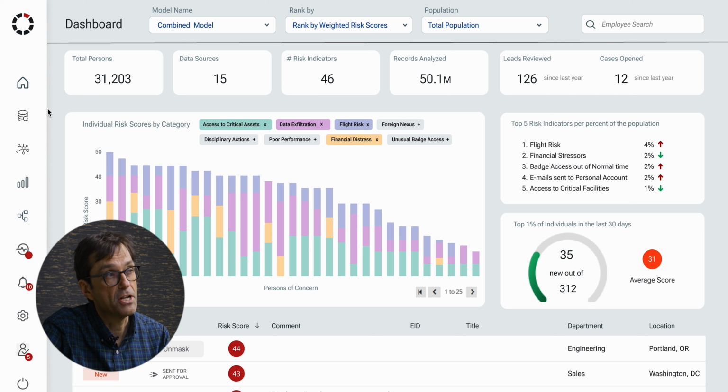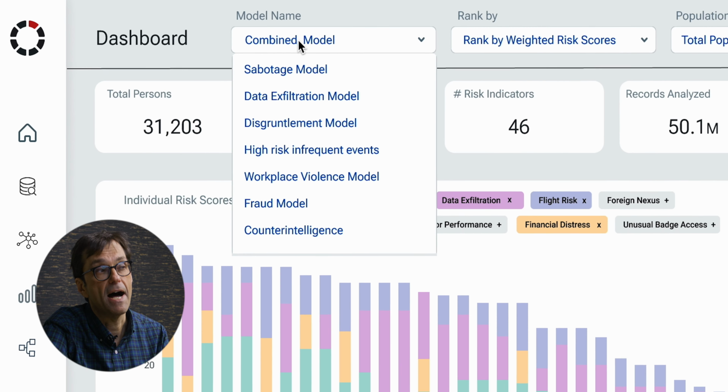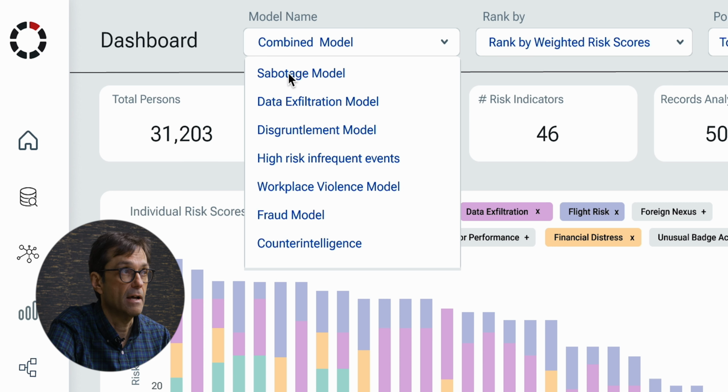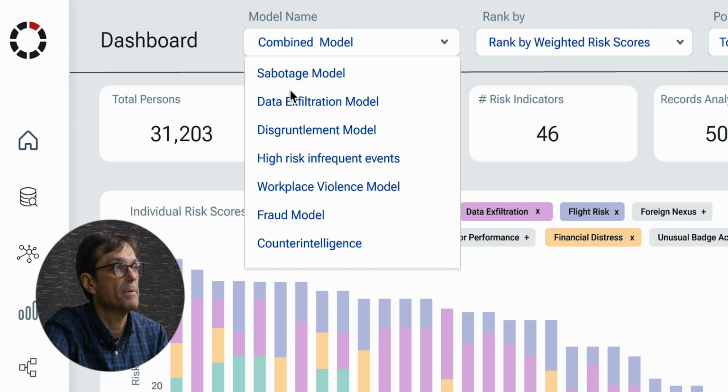of insider risk practitioners. So starting off on the dashboard here, you can see that it is easy to use. There's a couple of things you can start with at the top. You can start with various different risk models that are defined through the user interface by each organization. So those can be laid out by use cases. So you can have a model specific to physical sabotage or data exfiltration or fraud specifically.